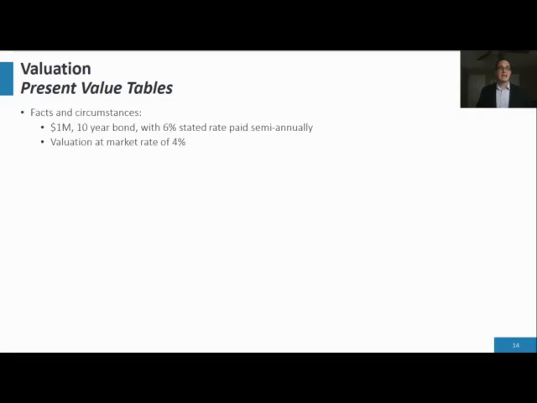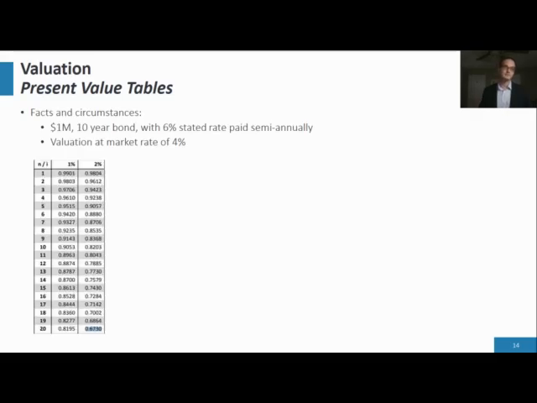So let's look at present value tables. We have the same facts and circumstances, but we're just going to look at the 4% rate. A lot of times you won't have Excel available, especially for tests. So when we don't have Excel available, and we don't have a financial calculator or the time to do the calculations algebraically, we're generally going to use present value tables.